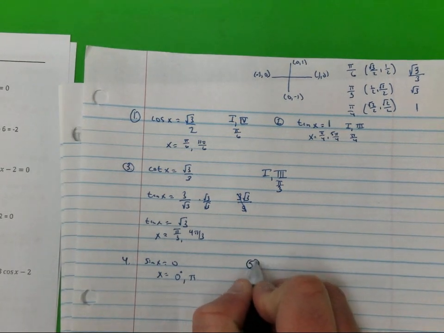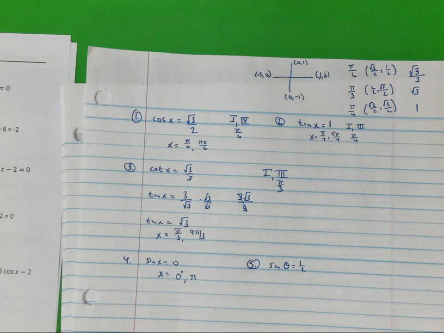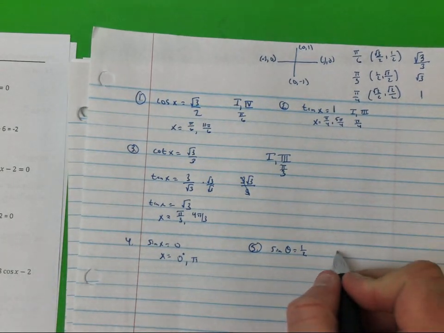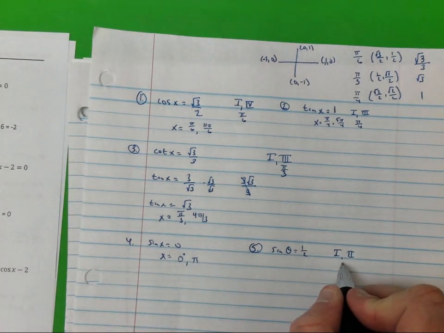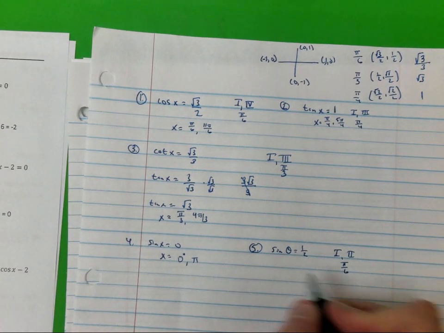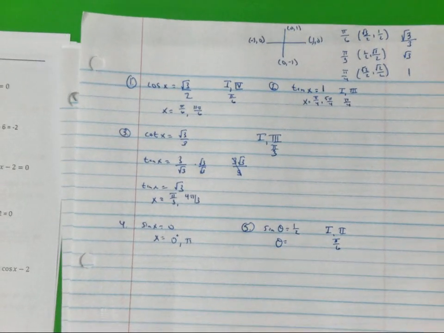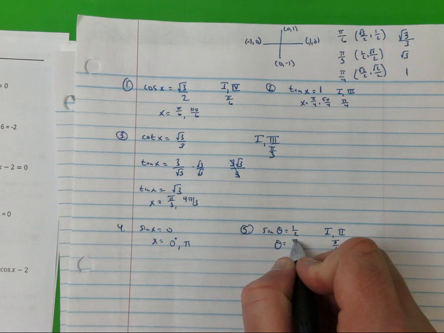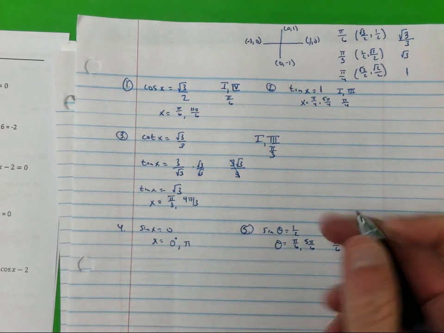Alright, number 5. Sine theta equals 1/2. Your sine is your y value. Where is your y value positive? Quadrants 1 and quadrant 2. Which one has 1/2 as sine? Is pi over 6. Okay, so theta equals, what family members of pi over 6 are in quadrant 1 and quadrant 2? Pi over 6 and 5 pi over 6 are your answers.